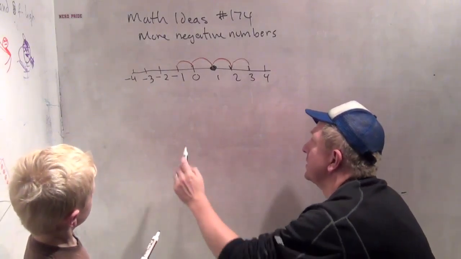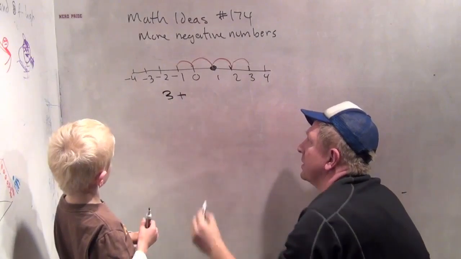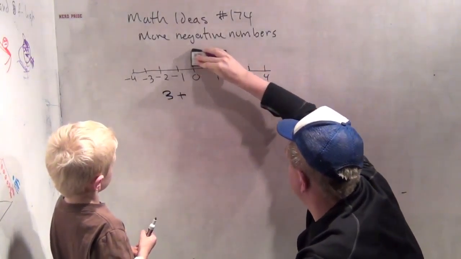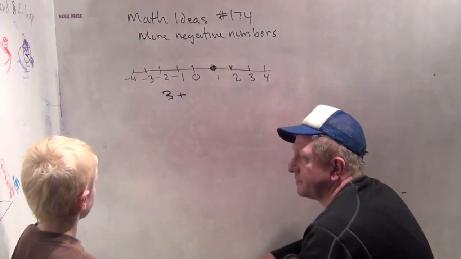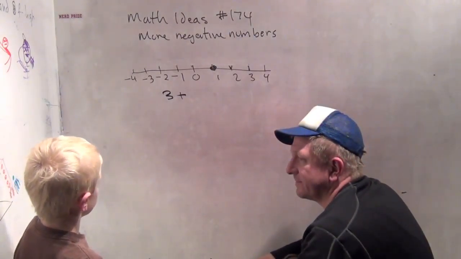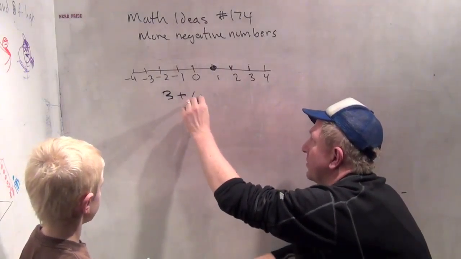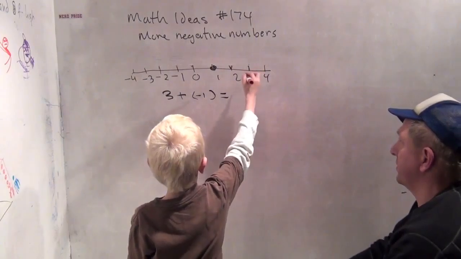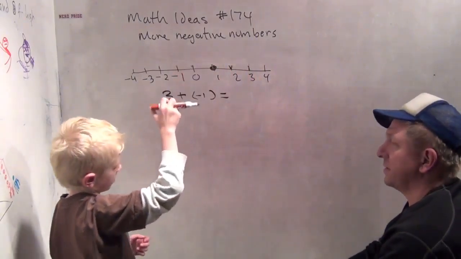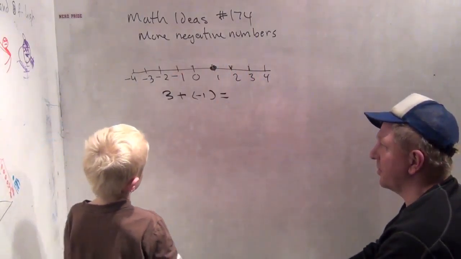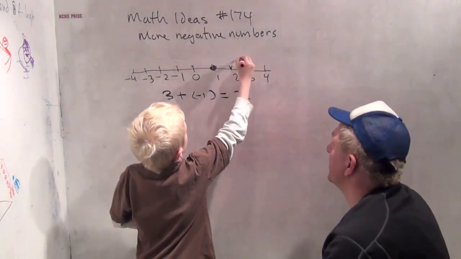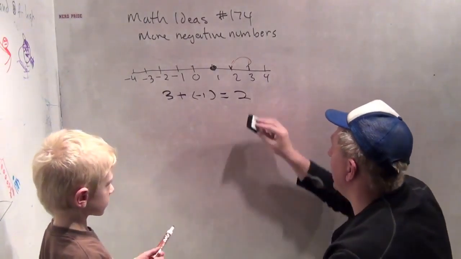Okay, how about 3 plus minus 1. What does that mean? It means you start at 3 and minus 1. Where do you end up? 2. 3 plus minus 1 is 2. So that's how adding works.